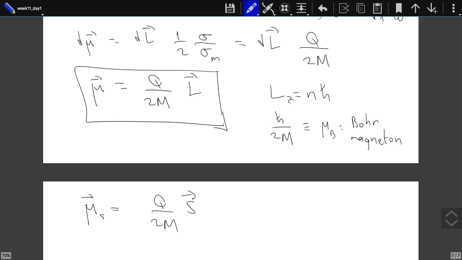But spin is not the conventional angular momentum, so there's not a one-to-one correspondence. There's a correction factor G. This G is called the gyromagnetic ratio.